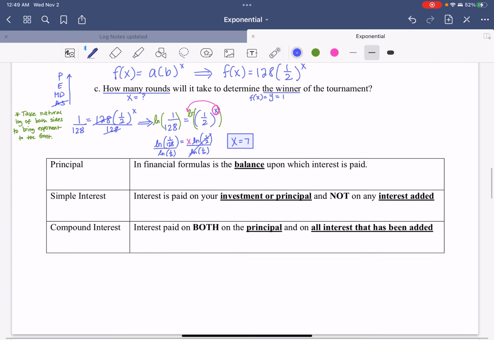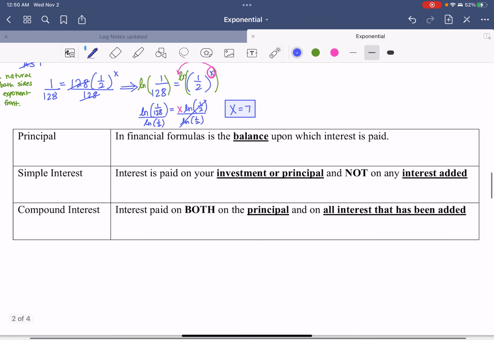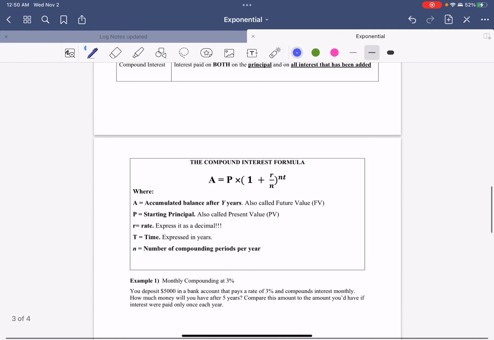Okay, so here are some financial definitions, because we're about to do compound interest. The principal amount in financial formulas is the balance upon which the interest is paid. The simple interest is the interest paid on your investment or your principal amount, but not on any interest that has been added. And then your compound interest is the interest paid on both your principal amount and on all the interest that has been added. So it's a little bit confusing, but let's do some real life examples.